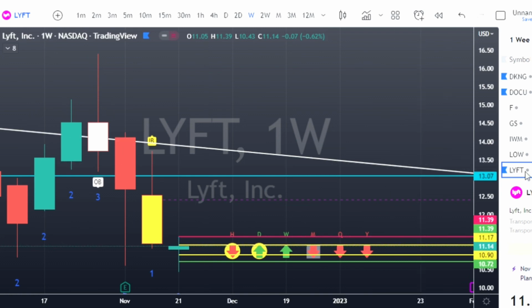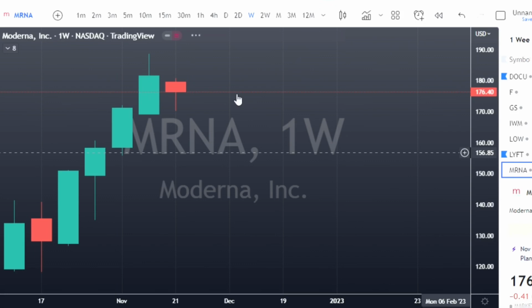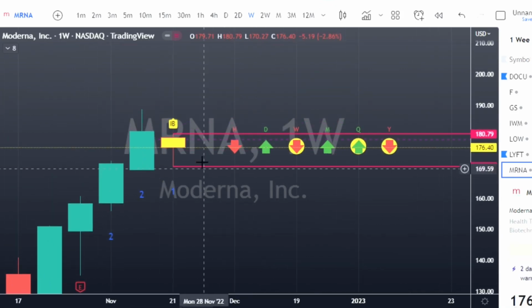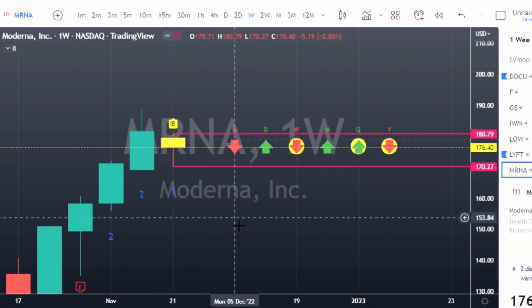The domino effect. Okay, Moderna, inside bar, hammer candle. 2 actionable signals in our favor. So calls at 180.79, puts at 170.27 on Moderna.